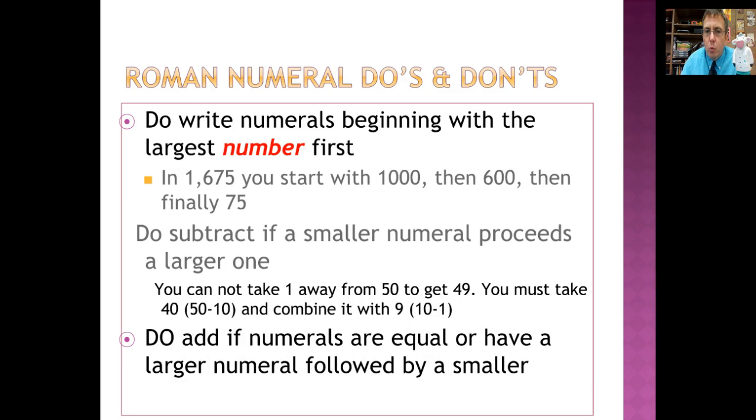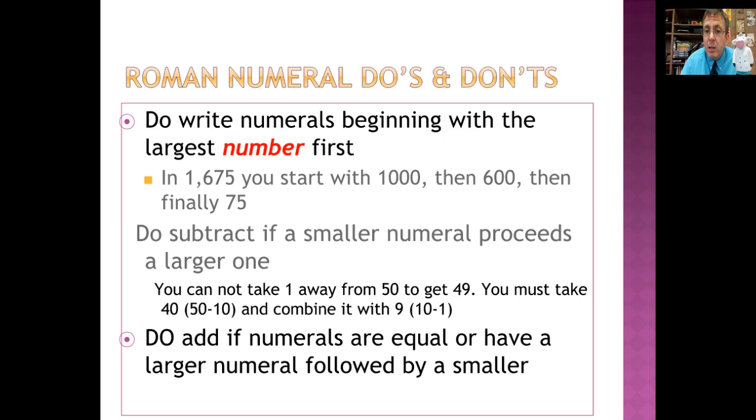Do's. Do write the large numerals beginning with the largest number first. Now this may seem confusing, but that's because oftentimes we have stopped looking at numbers in terms of thousands, hundreds of thousands, etc. For example, the number that I have here, 1675, is not 1675, it's 1,675. So in writing it in terms of Roman numerals, you would actually start with 1,000, M, then 600, DC, then finally 75, L, X, X, V.